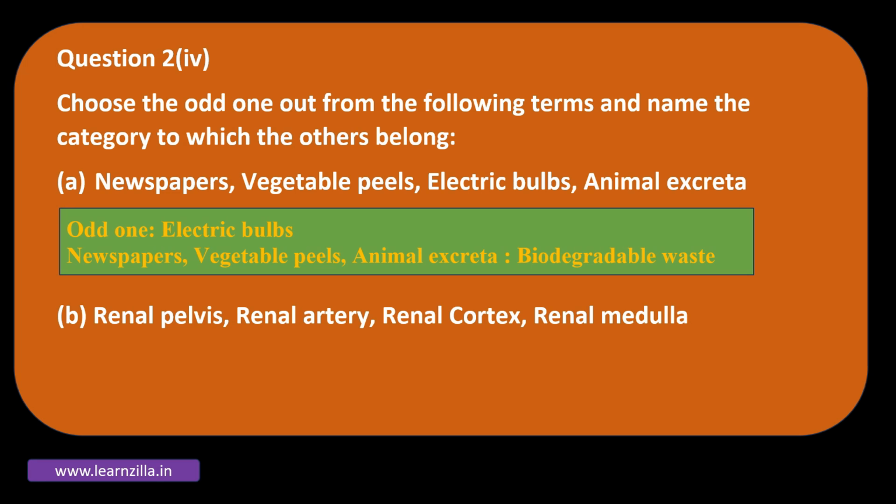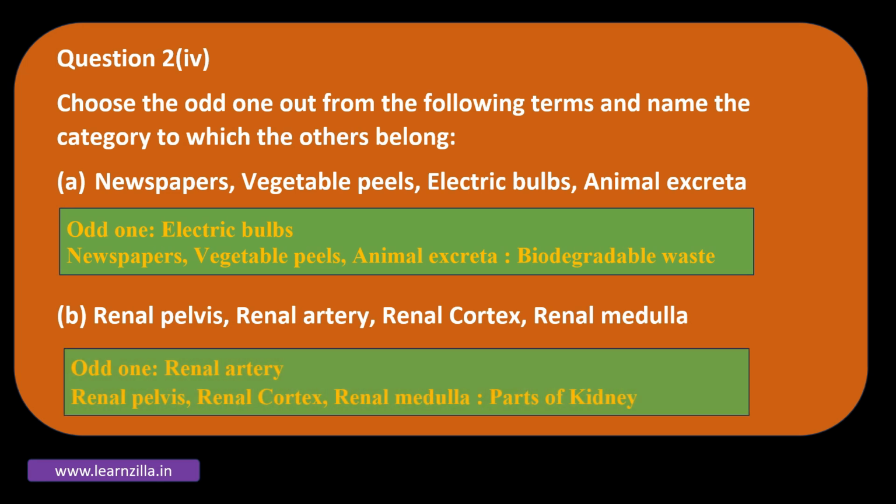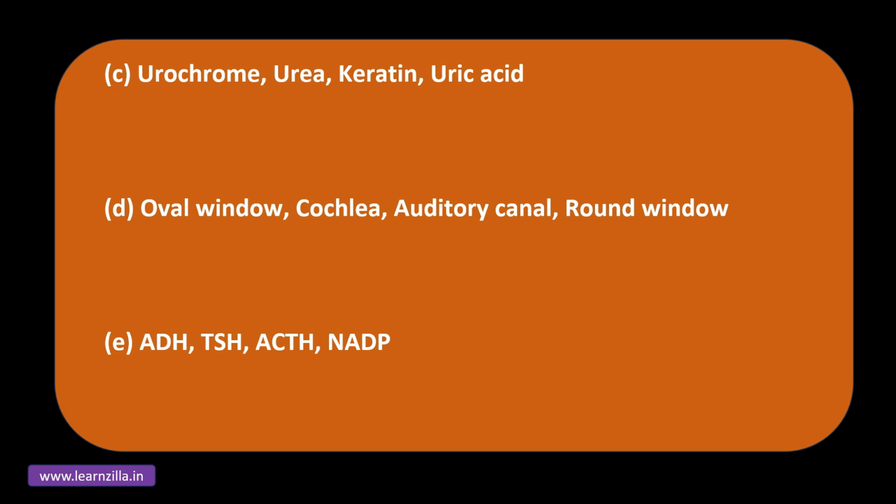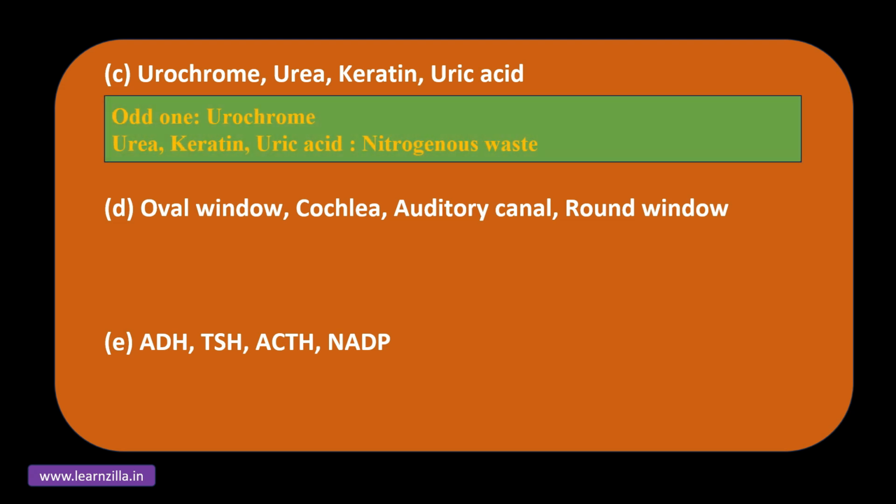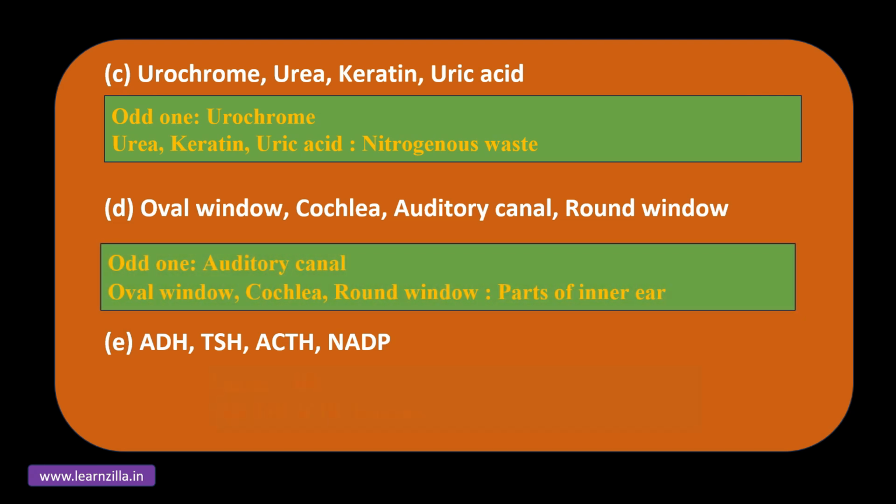Next one, renal pelvis, renal artery, renal cortex and renal medulla. Odd one out is renal artery, whereas renal pelvis, renal cortex and renal medulla are all the parts of the kidney. Urochrome, urea, keratin and uric acid. Odd one is keratin; urochrome, urea and uric acid are part of the nitrogenous waste. Next question, oval window, cochlea, auditory canal, round window. The odd one is auditory canal. Oval window, cochlea and round window are all the parts of the inner ear.